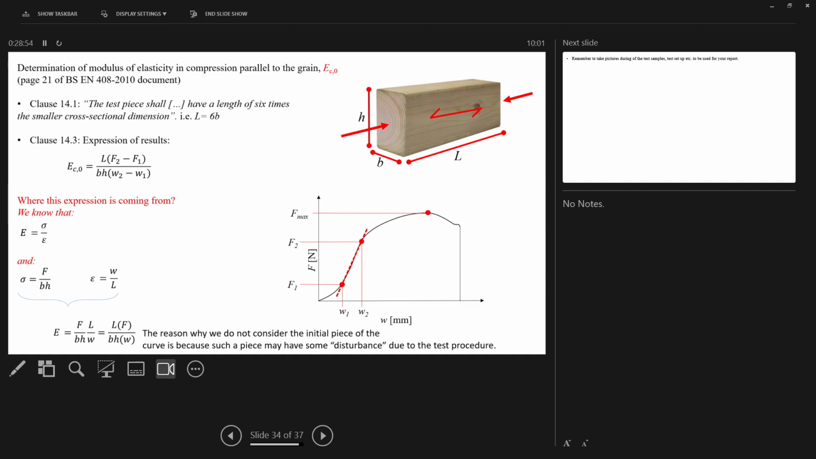So why do we not consider the initial piece of the graph, that bottom part? You just think about, I've got a piece of wood, why would I not take that bottom part of the graph? Because I'm just starting to put a load onto it. Yeah, exactly. Either things aren't cut perfectly in the saw, and it's not 100%, which things never are, and things just settle. So we'll want to ignore that first part.